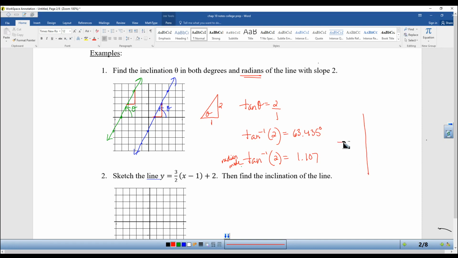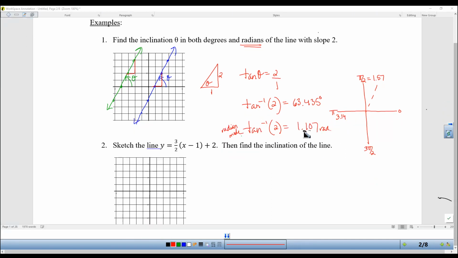So a quick explanation, this is 0, this is pi halves, this is pi, and this is 3 pi halves. Let's just think about those as numbers for a minute. Pi is the same as 3.14. So if I divide that in half, I get 1.57. So 1.107 must be somewhere around here, which makes sense because that's what my inclination looks like. So I feel confident that that answer is correct. And it gives you a little introduction into using radians without the pi built in. It is an actual number.